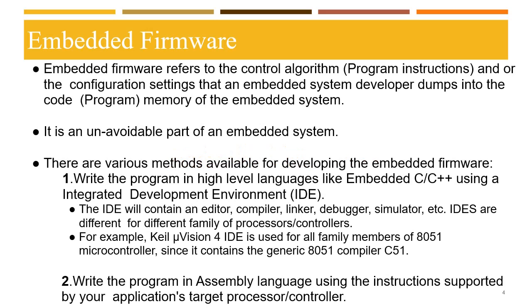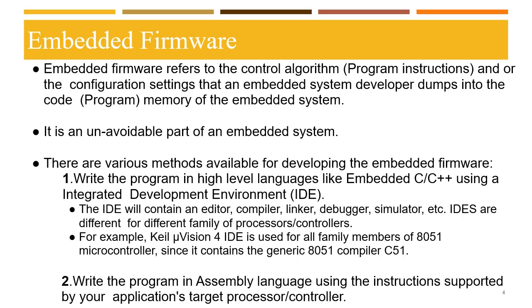Embedded firmware is a flash memory chip that stores specialized software running in a chip in an embedded device to control its functions. It refers to the control algorithm and/or the configuration settings that an embedded system developer dumps into the code memory of the embedded system. So firmware in an embedded system fills the same purpose as a ROM, but can be updated more easily for better adaptability to conditions or interconnecting with additional equipment.